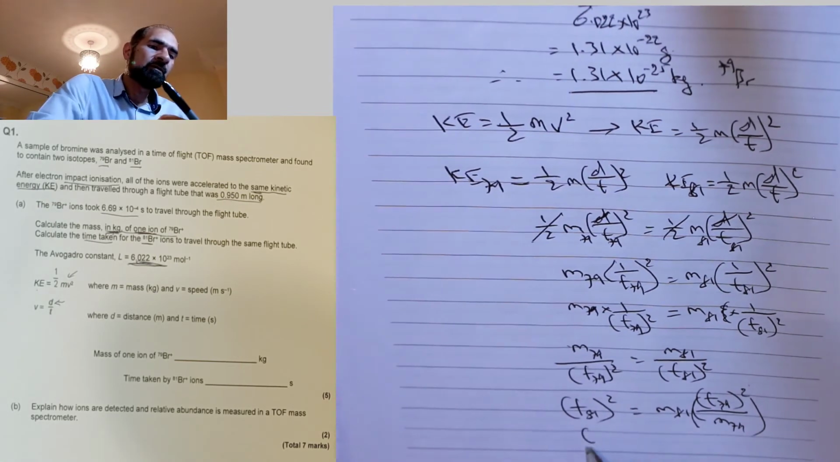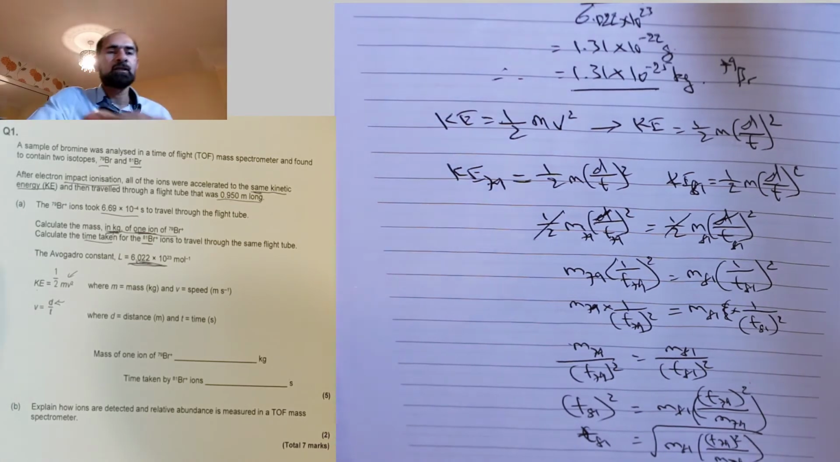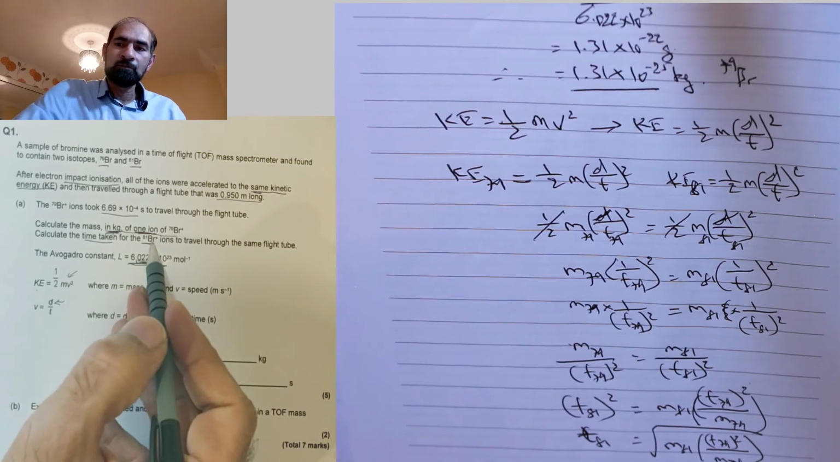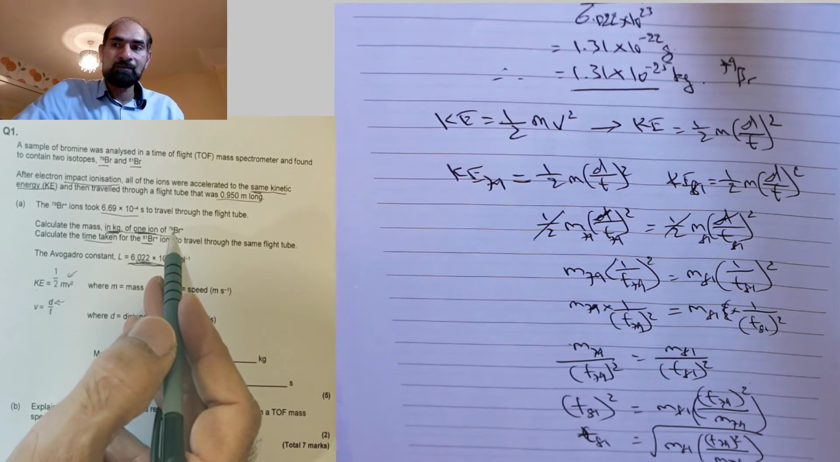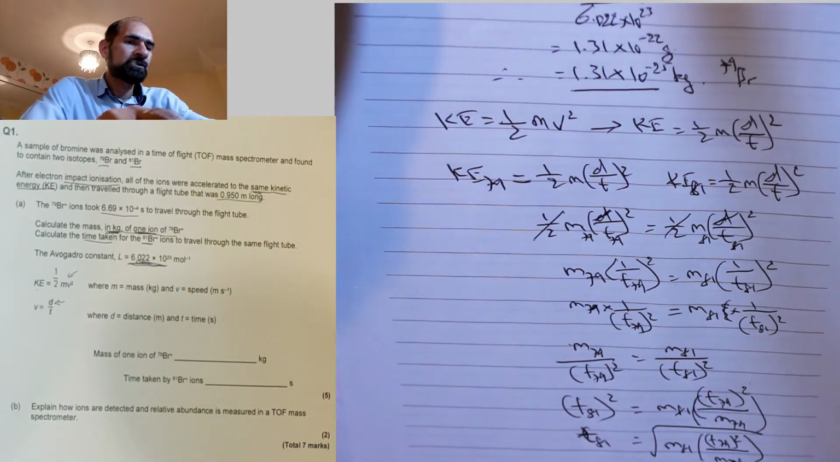So I'm going to have to square root it. So T81 equals, I'm going to square root that and square root that: the square root of M81 times T79 squared over M79. And now think about it, all I need to do is, I've got the mass of 81, so that's obviously 81, bromine 81 isotope, the relative atomic mass is 81, the relative atomic mass of that is 79, so I can actually just put that in. So slot the values in.